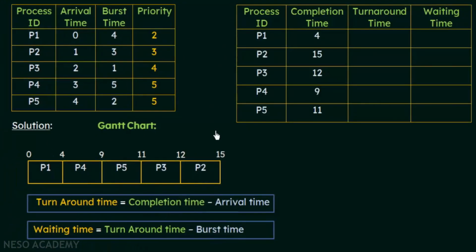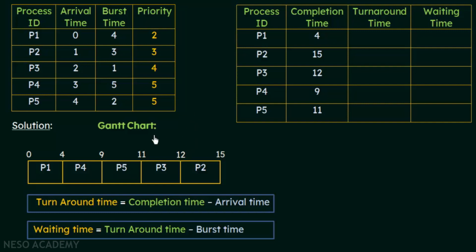Alright, so here we have a table in which we will be calculating the turnaround times and the waiting times. So first of all, we need to find out the completion times because that is required for calculating the turnaround time. So we have processes with process IDs P1 to P5, the same thing. And let us see the completion times for this set of processes. So for P1, what is the completion time?